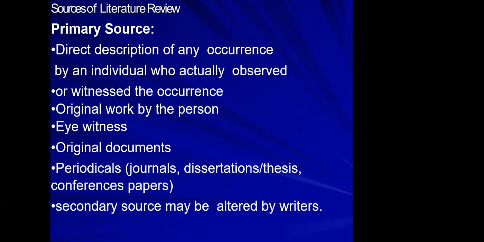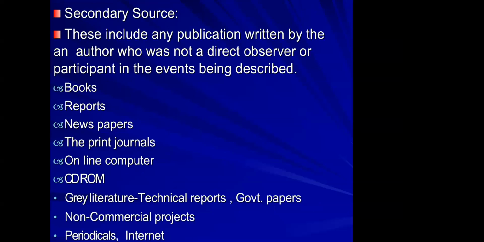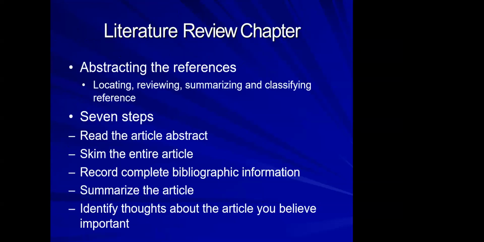See, these are the primary sources for looking at literature. You may contact some eyewitnesses related to that phenomenon, or look at the original work carried out by that particular person, or some periodicals where such an original article is published. And the secondary sources are reports, newspapers, print journals, online computers, and so on. And abstracting the references.